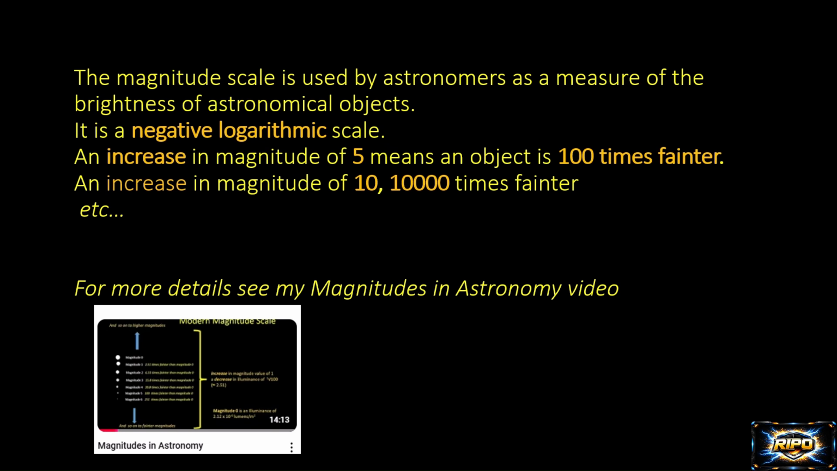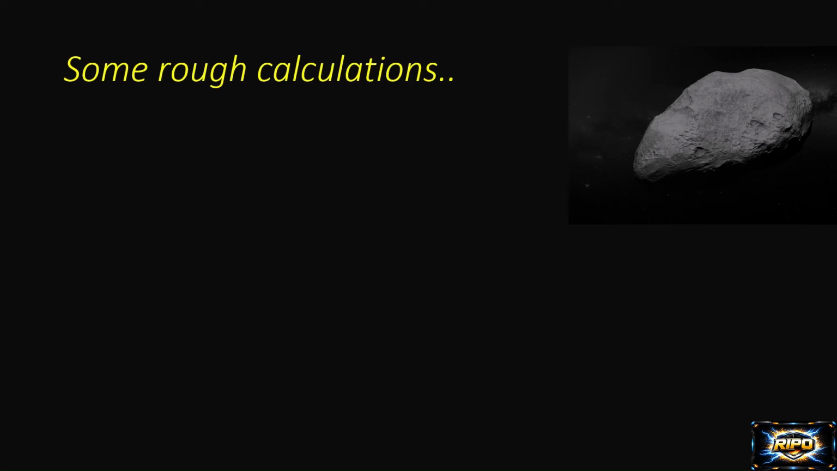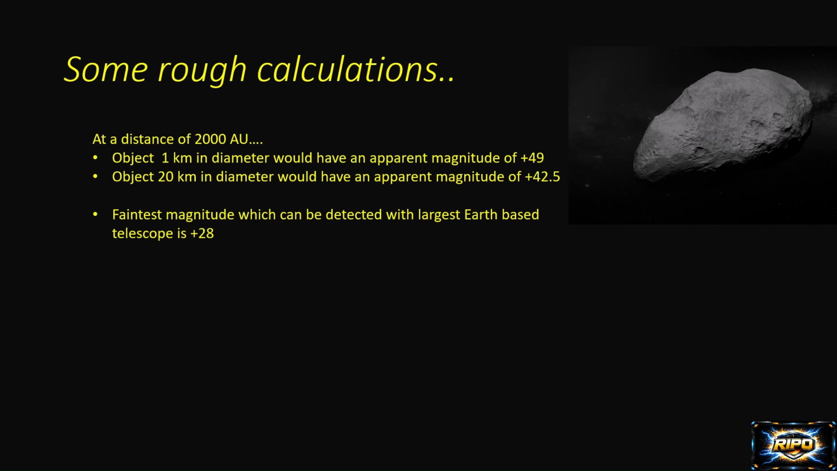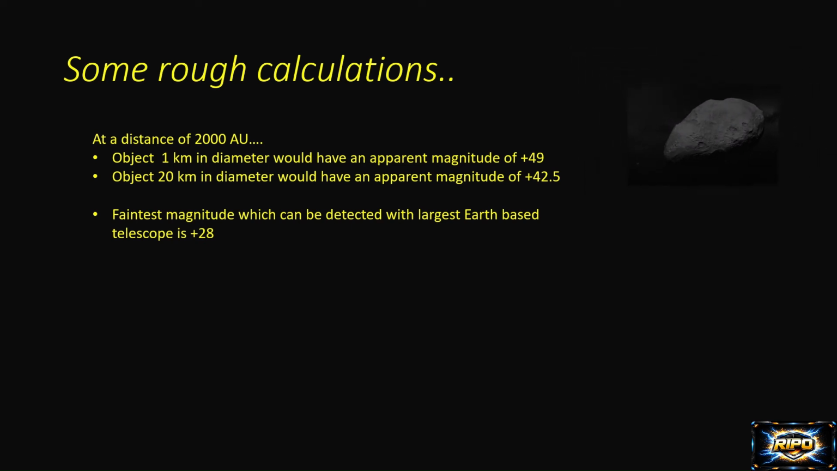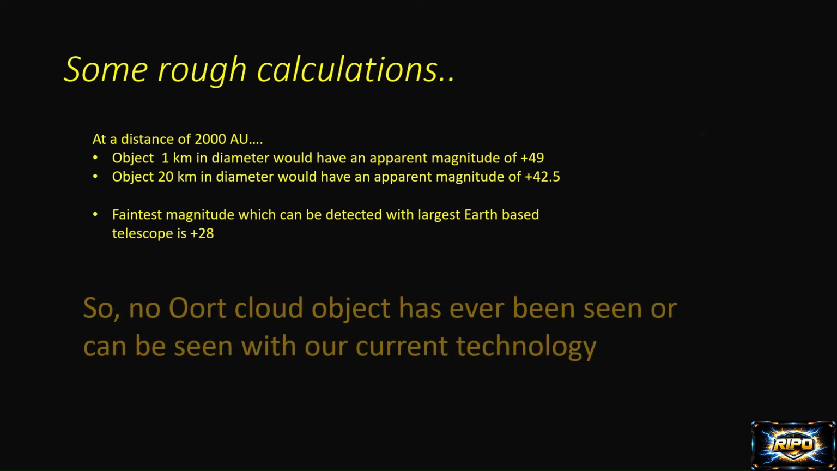This means, if we do some rough calculations, even at a distance of 2000 AU, so that's on the edge of the inner Oort Cloud, an object 1 kilometre in diameter would have a magnitude of plus 49. An object 20 kilometres in diameter would have a magnitude of plus 42.5. The faintest magnitude which we can detect with an Earth-based telescope is 28. So, the conclusion is quite clear. No Oort Cloud object has ever been seen or can be seen with our current technology.